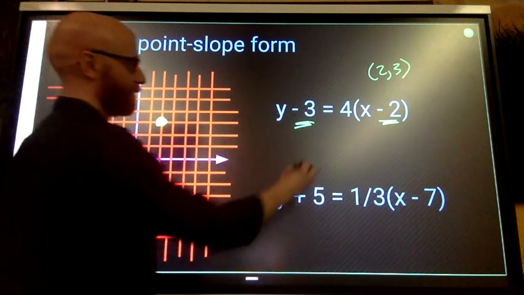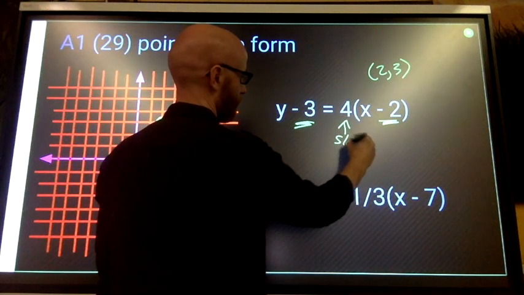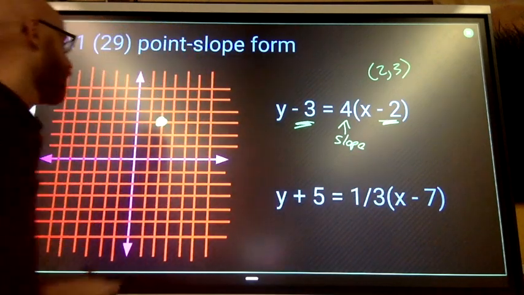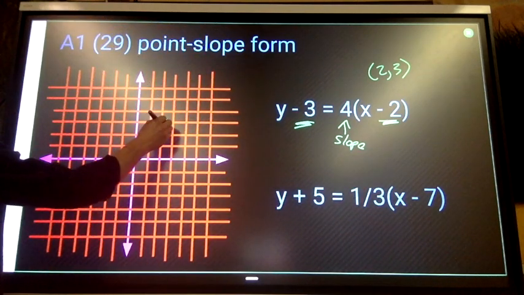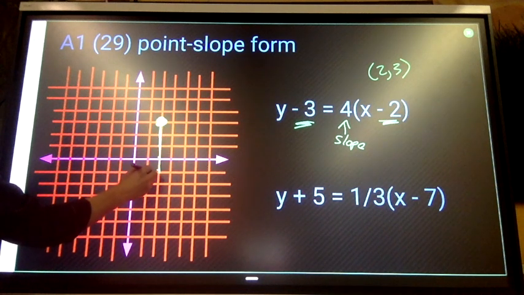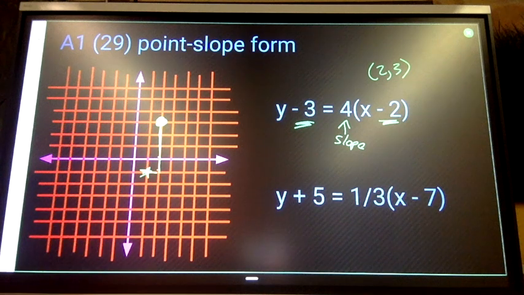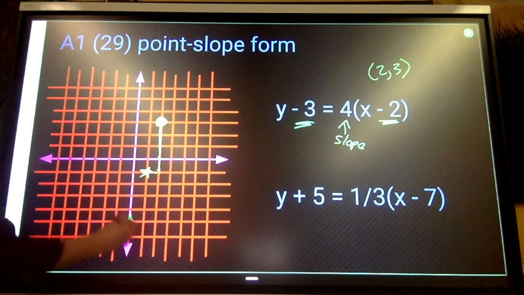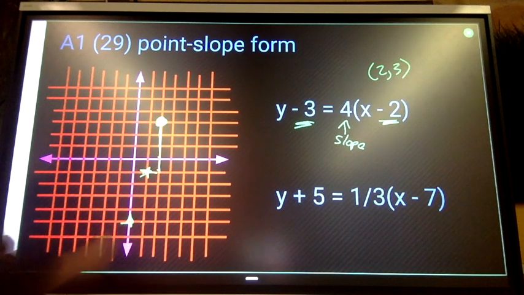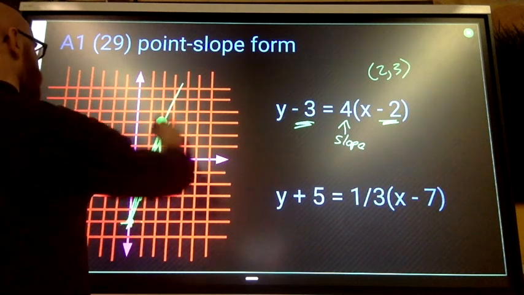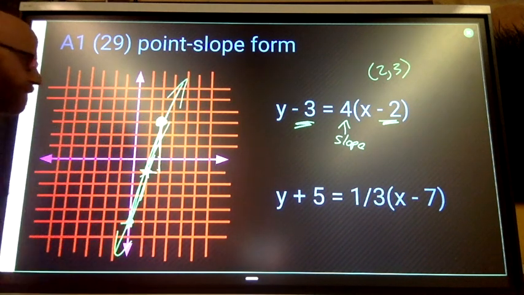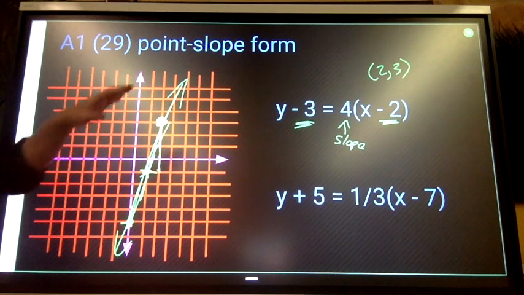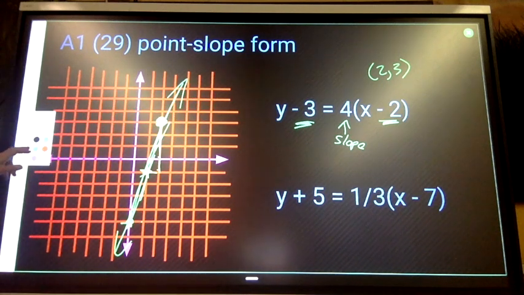Identify the slope. So the slope says I can go up 4 for every one space that I move over. So one space forward, up 4. One space forward, up 4. All right. This is my line. Top line. All right, so very simple to get from point slope form onto a graph.